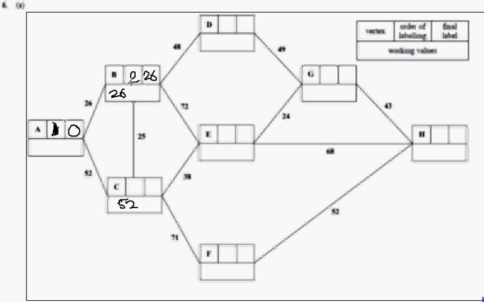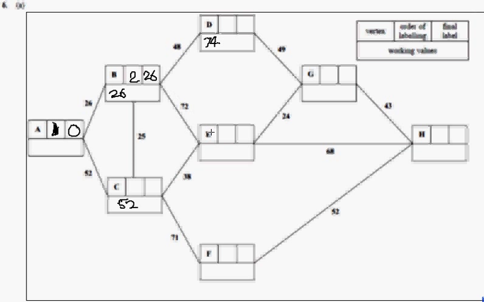Now we're no longer at A, we're at B, and we repeat the algorithm. Where can we get to from B? Well, we could go to D, and to get to D we have to take 26 kilometers to get to B, so add on 48. 26 add 48 equals 74. Don't be ashamed to use your calculator in the D1 exam, because you don't want to make any little mistakes unnecessarily. So we could get to D in 74.